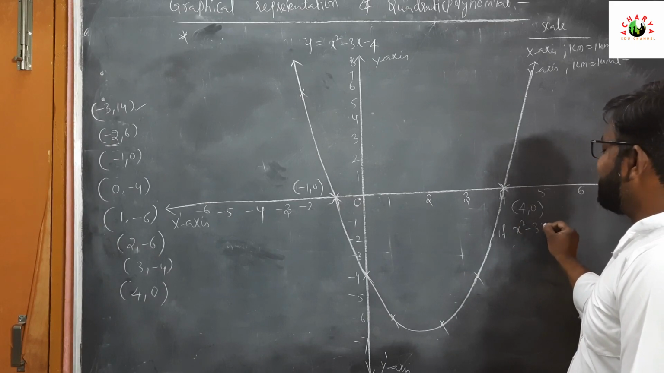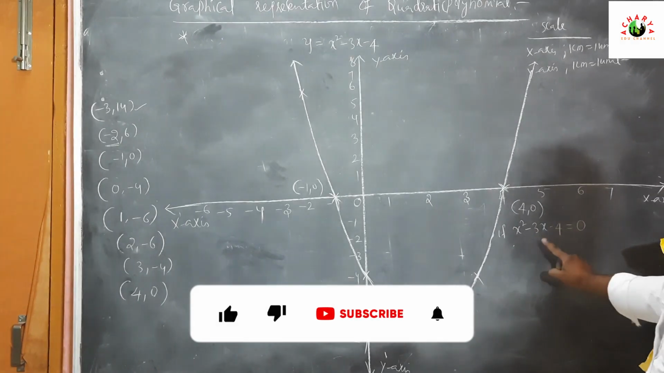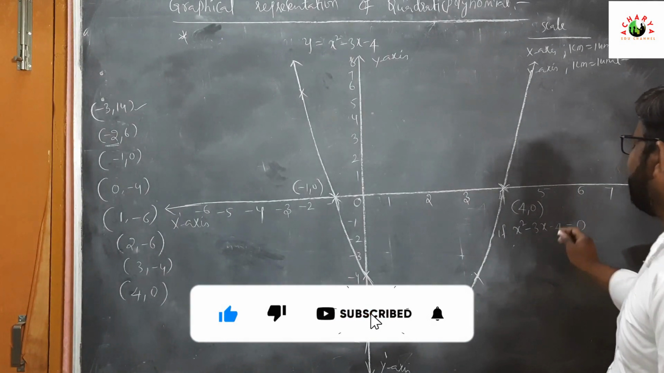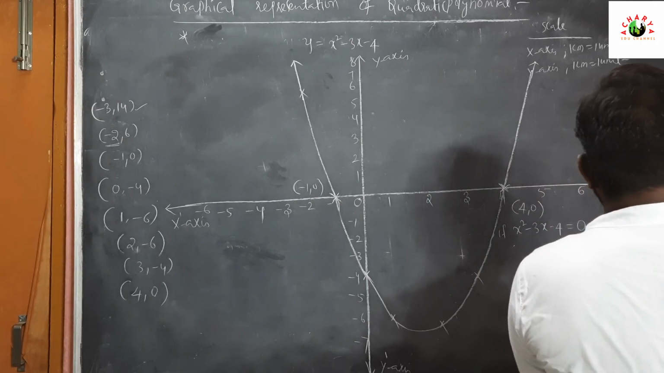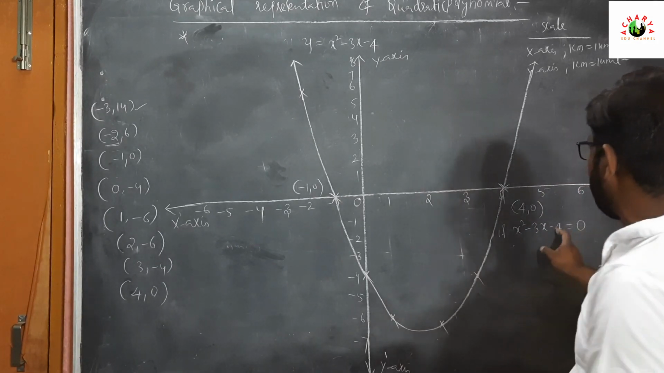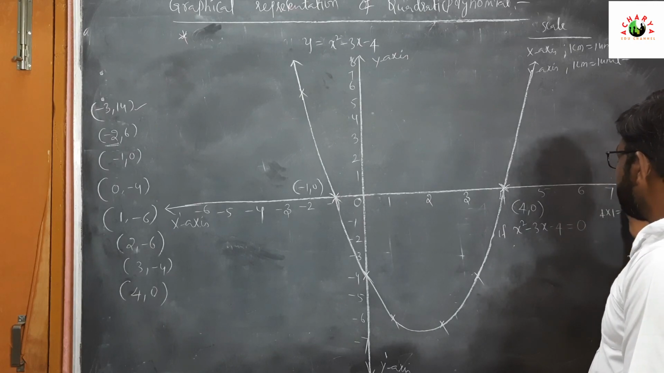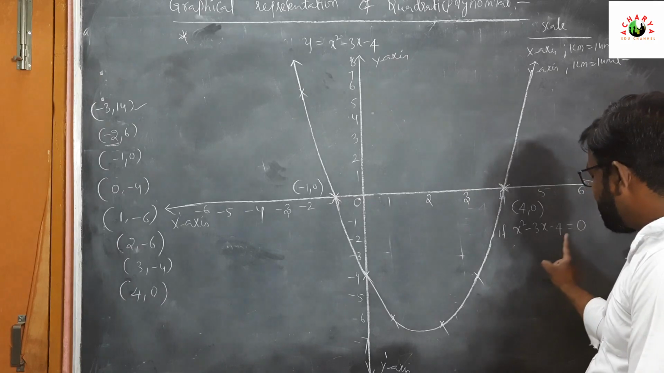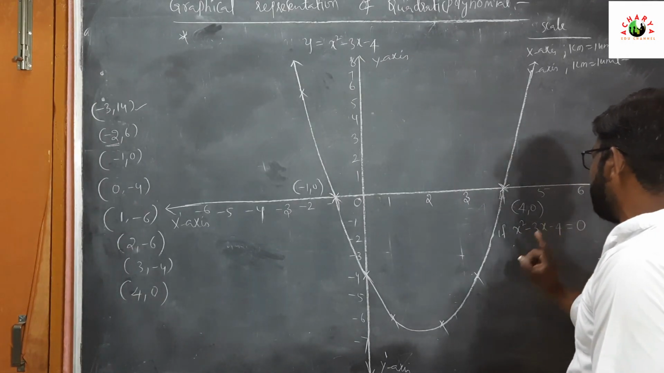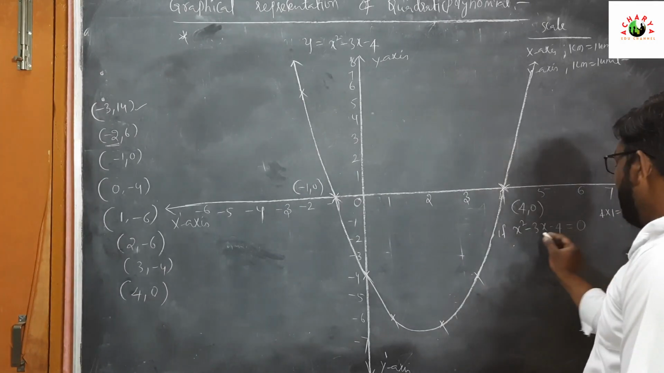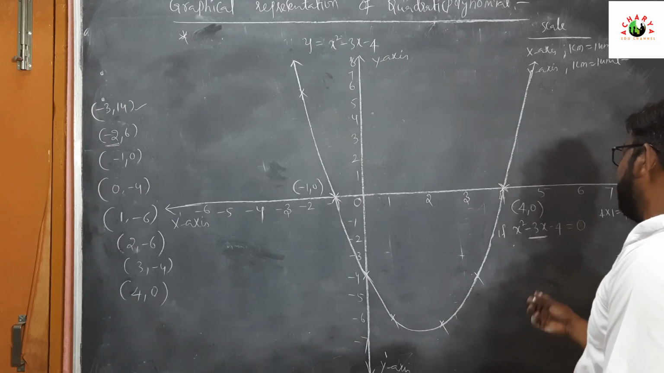So see here, x square minus 3x minus 4 equal to 0. The first step is to multiply the constant term with the coefficient of x square. 4 into 1, that is equal to 4. Now how can we get the middle term minus 3x?